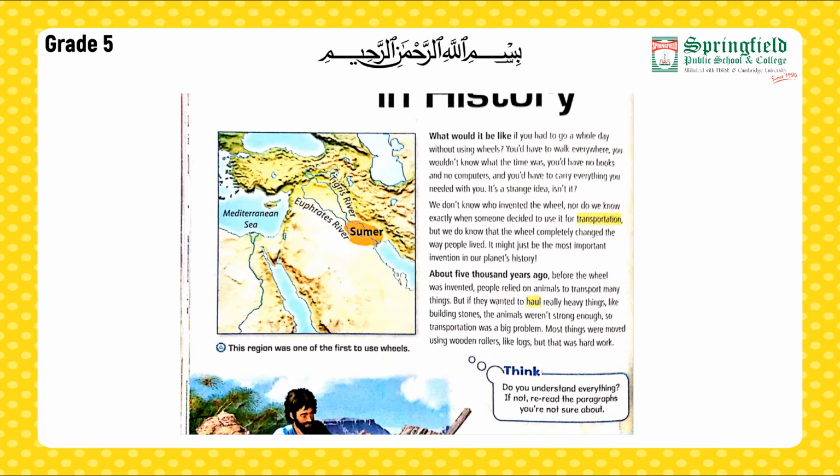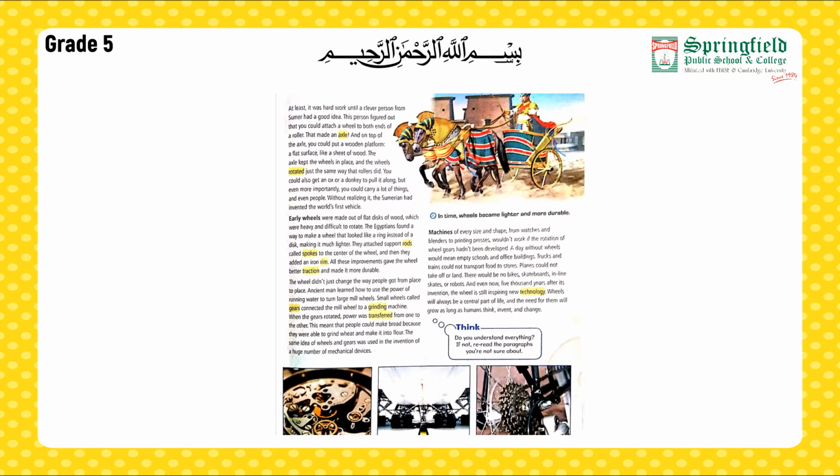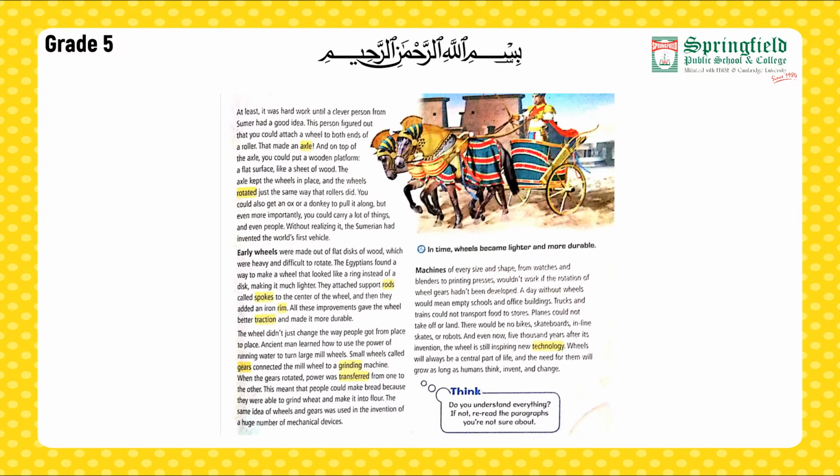In summer, a clever person came up with an idea that wheels can be replaced at the ends of the logs, which worked as an axle and it rotated finely, and that a sheet can be placed on top of the axle to put heavy objects. Also, an ox or a donkey can pull it along. It could carry people as well. So, without knowing, a Sumerian invented the world's first wheel.